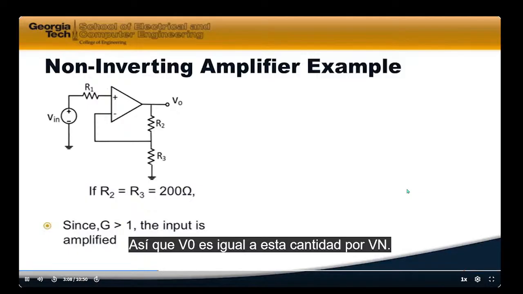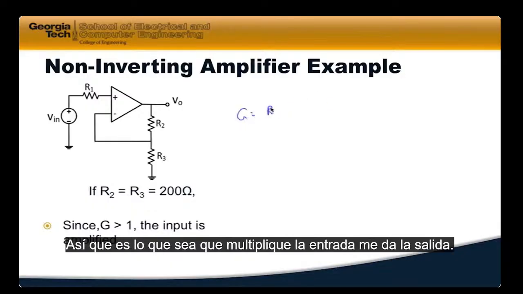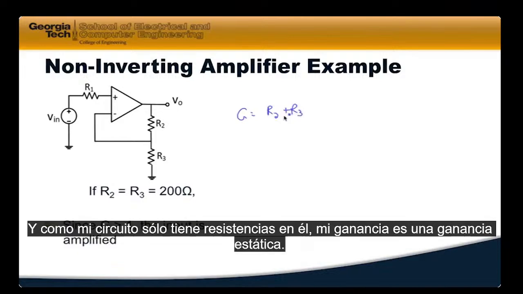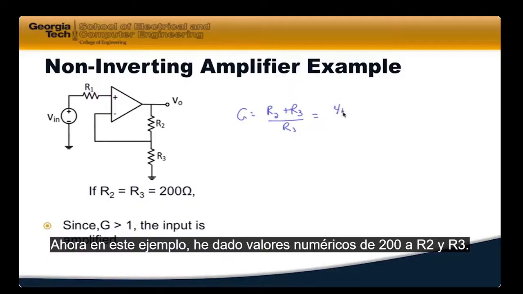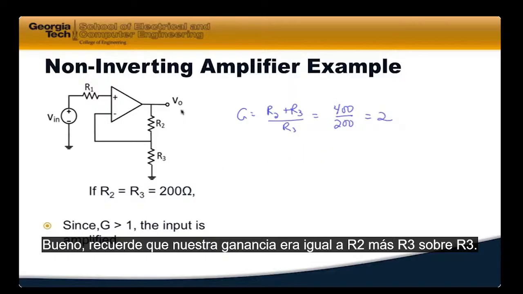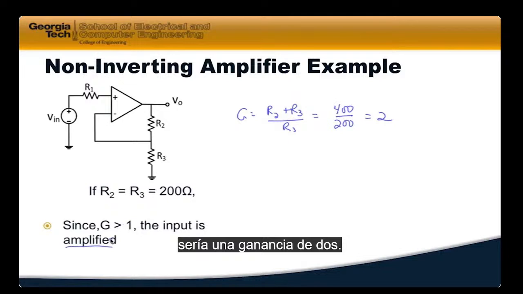Let's look at an example of a non-inverting amplifier. In this particular case, I have particular numbers in there. So the gain is R2 plus R3 over R3, which is equal to 400 over 200, so the gain is 2. That means that my output is equal to twice the input level. So if the input is a sine wave with an amplitude of 1, the output is a sine wave with an amplitude of 2. Since the gain is greater than 1, we say that the output is amplified. Gain greater than 1, again, means amplified.